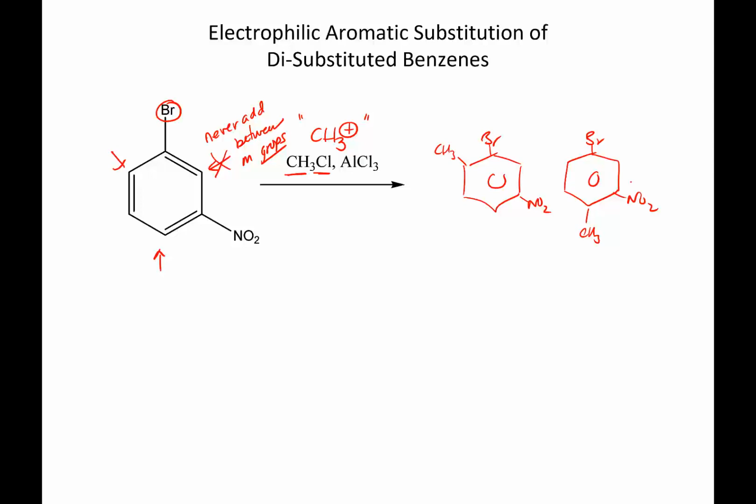Two things you need to do: find the electrophile, and then find the highest group on the chart, the one with the lowest number, and that's going to determine the direction. And don't add in between 1,3 substituents, or meta substituents.